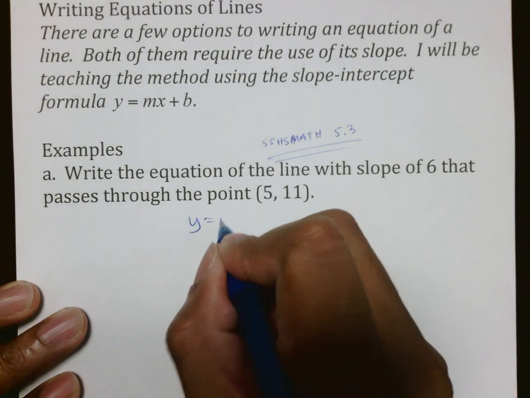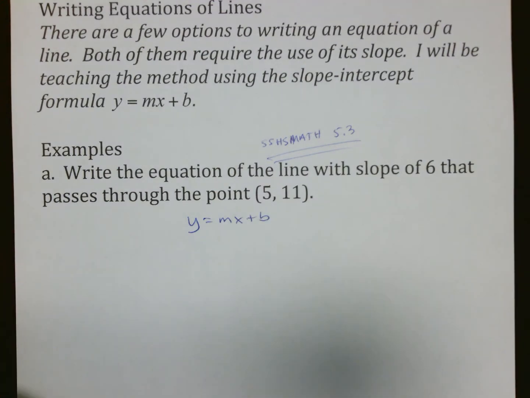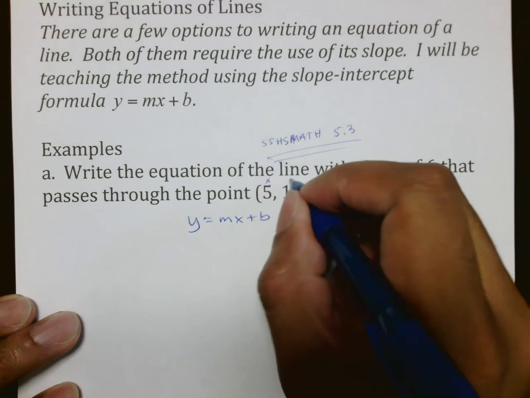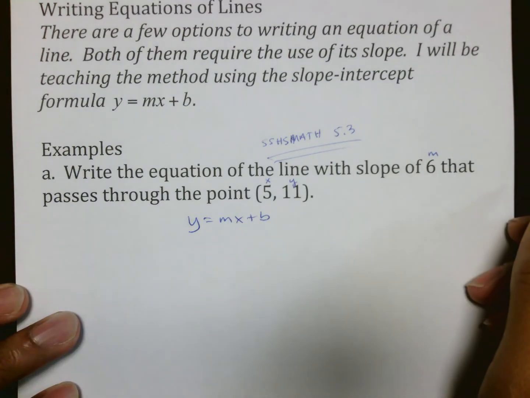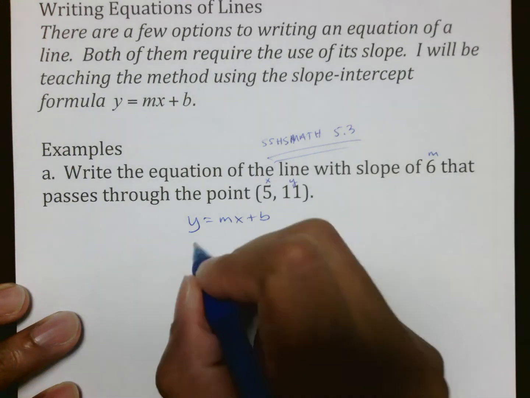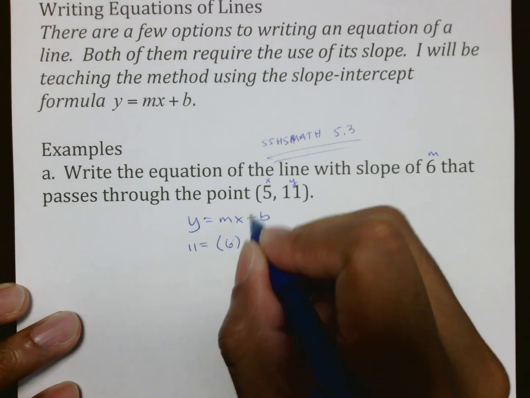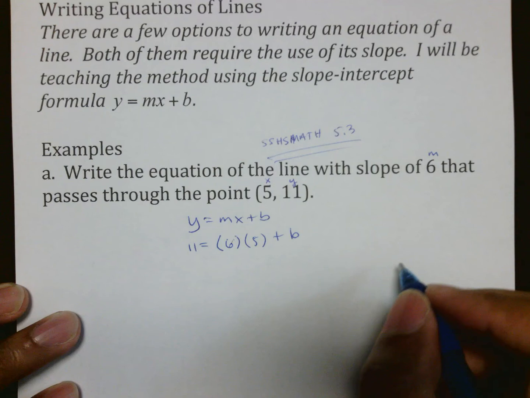The first thing you want to do whenever you want the equation of a line in this method is just write the formula, which is y equals mx plus b. The next thing you want to do is actually plug in everything you know. So knowing that this is x, knowing that this is y, and knowing that slope represents m, you simply plug in all those pieces. So 11 goes in for y, m is 6, parentheses, x is 5, parentheses, plus b.